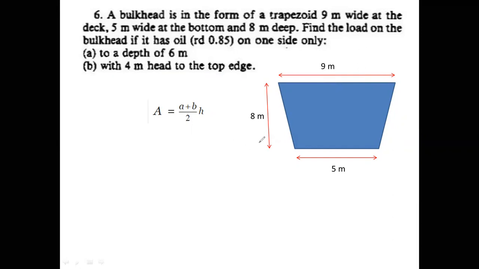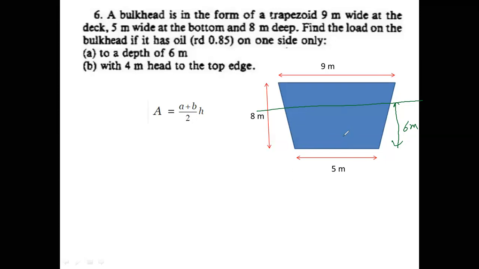Now let's start solving the numerical. First condition, we will consider that the water level is at the 6 meter depth. When we considered a rectangle bulkhead with the water level at the midpoint or somewhere, the width of the bulkhead at the top and at the bottom, everywhere, was the same. But in this case, the width is not the same. It is varying linearly from top to bottom.